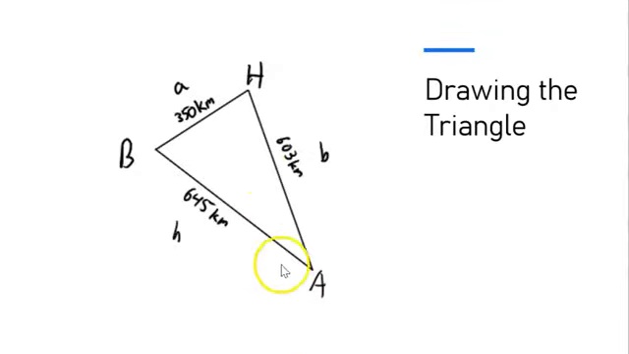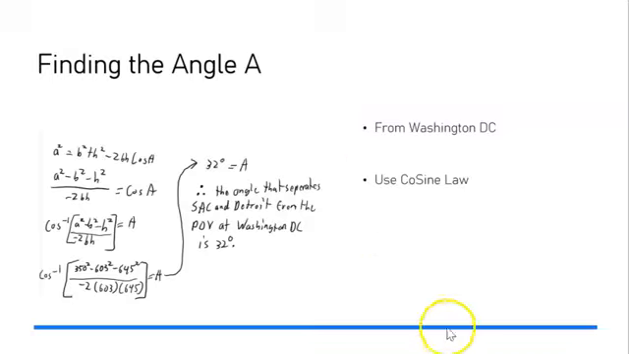Drawing the triangle. Here, H is Sac, A is Washington, D.C., and B is Detroit. The side lengths are labeled here. Finding the angle A. To find angle A, I had to use cosine law. Using the formula, I rearranged the equation to equal the angle A, and after plugging in the numbers, I found the angle A, which totaled to 32 degrees. Therefore, the angle that separates Sac and Detroit from the point of view at Washington, D.C. is 32 degrees.